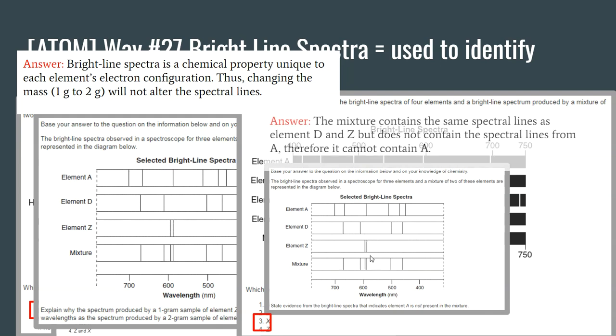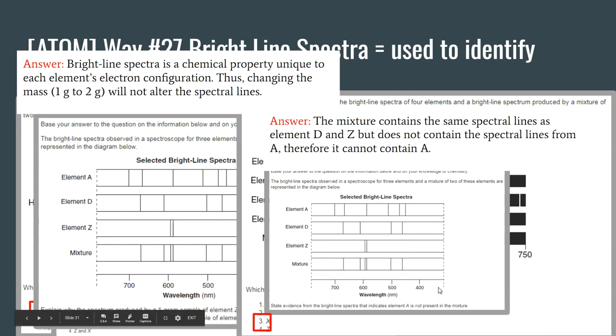You probably noticed that element Z's lines and element D's lines are present in the mixture, but element A's spectral lines are not present. Therefore, the mixture contains the same spectral lines as elements D and Z, but does not contain the spectral lines from A. Therefore, it cannot contain element A.